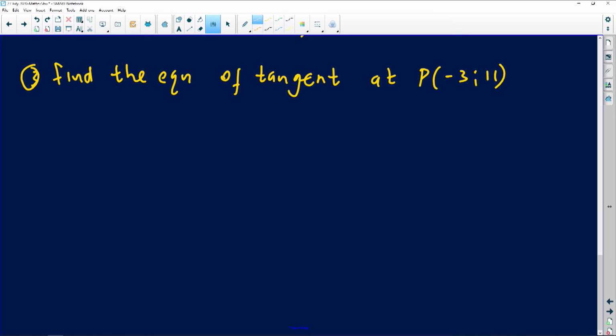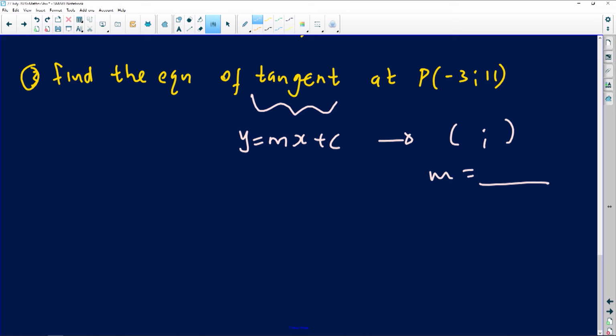Now, the equation of a straight line is always given by y equals mx plus c, right? Now, what are the ingredients? The ingredients that you need in order to find the equation of a tangent will always be a point and the gradient of that particular tangent. Do we have a point?